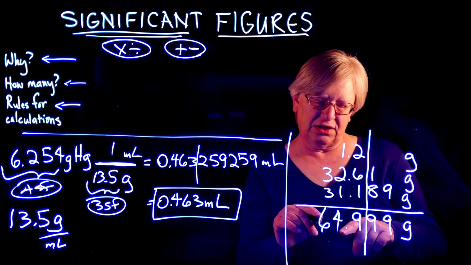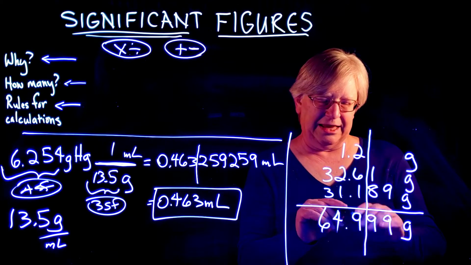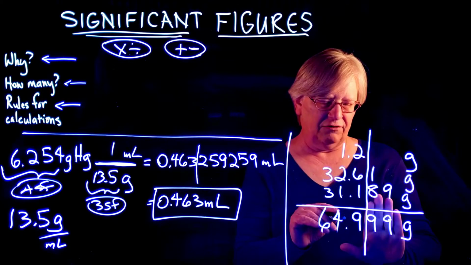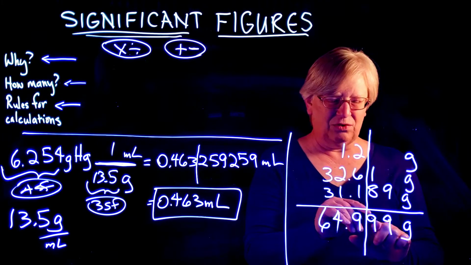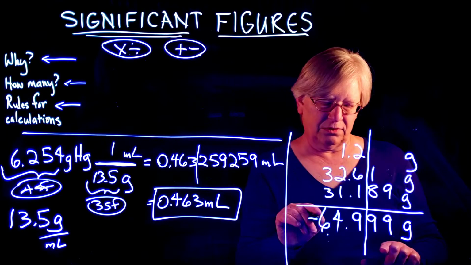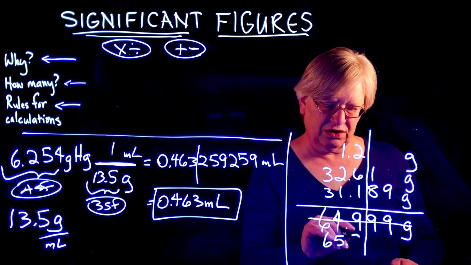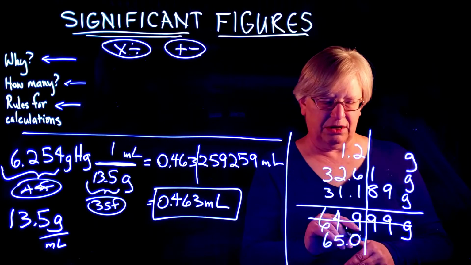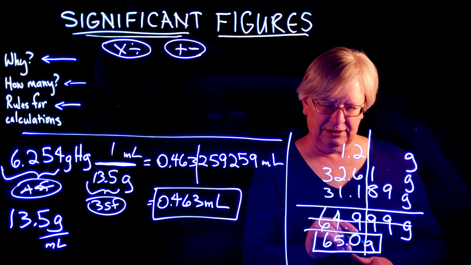So we look at this and I say 64.9. If I just cut it off, okay, no, I can't. I've got to round it because this 9 would make it round. So I would say 65.0 because the 9 would make it round up. So 65.0 grams is my answer.